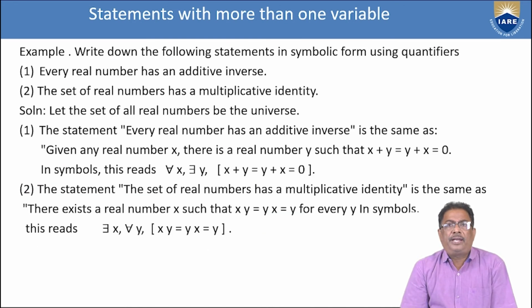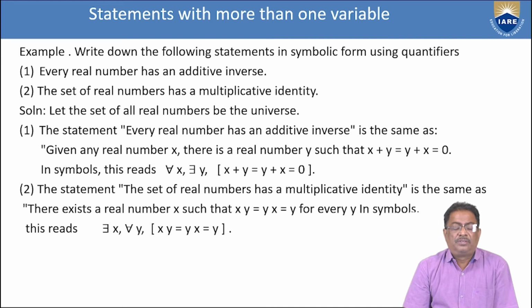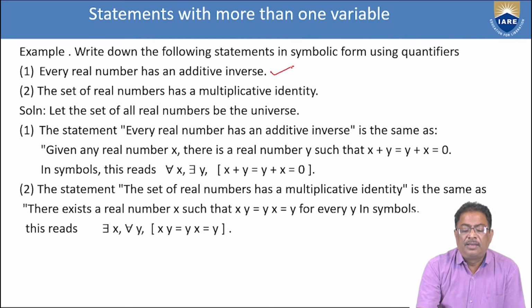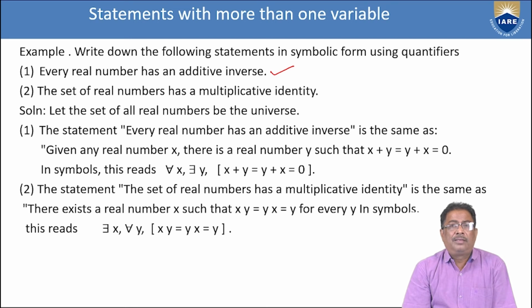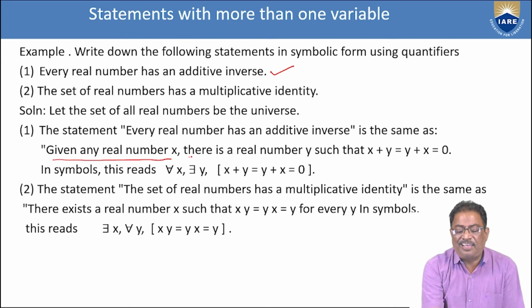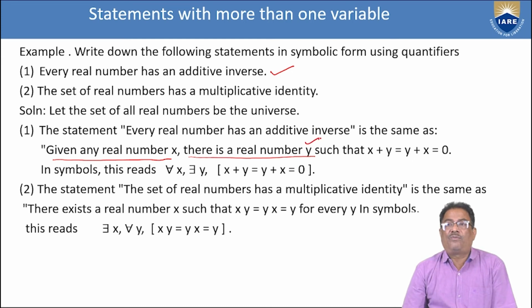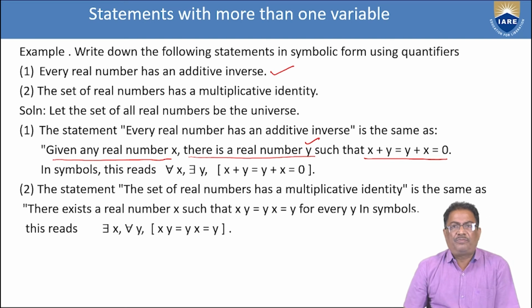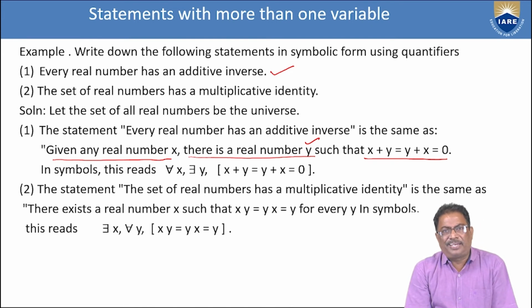Okay, now let us write down the following statements in symbolic form. Every real number has an additive inverse. The same statement I am going to write as: given any real number x, there is a real number y such that x plus y or y plus x is equal to 0. For example, if I consider 1, the additive inverse is minus 1. Additive inverse exists only one, not many. If I take 2 as a real number, the additive inverse is minus 2, only one.